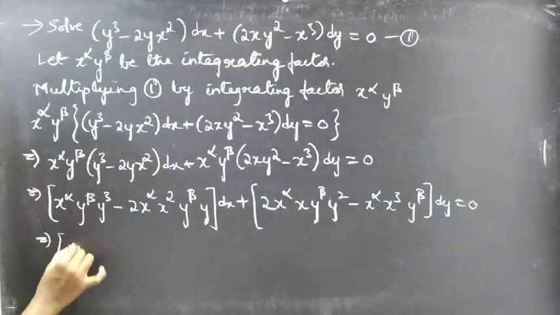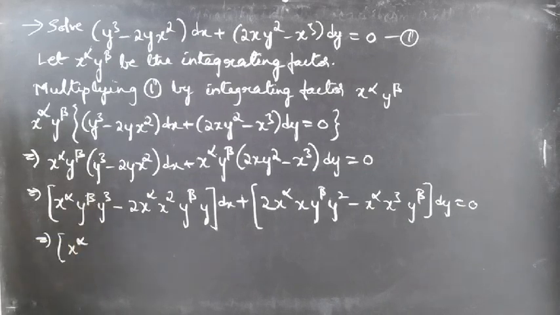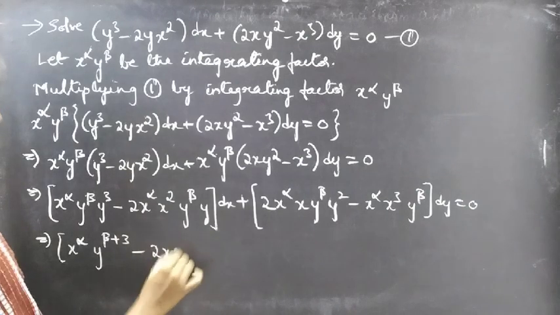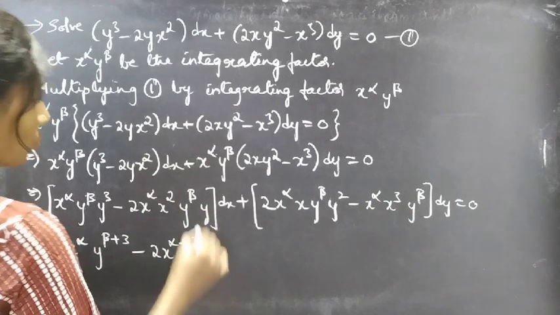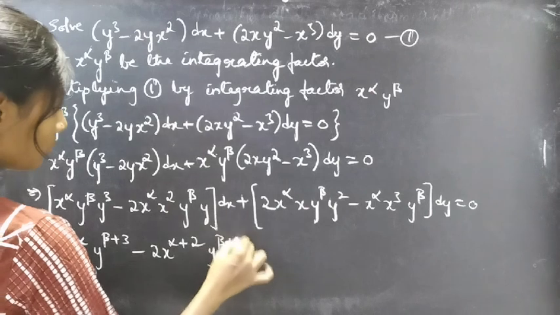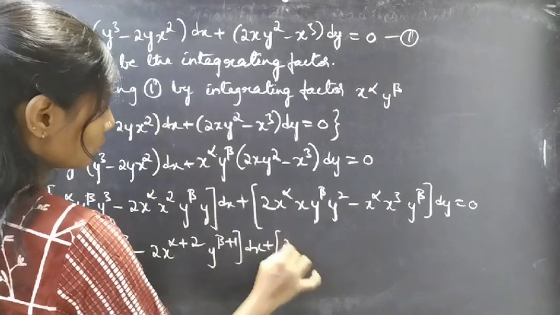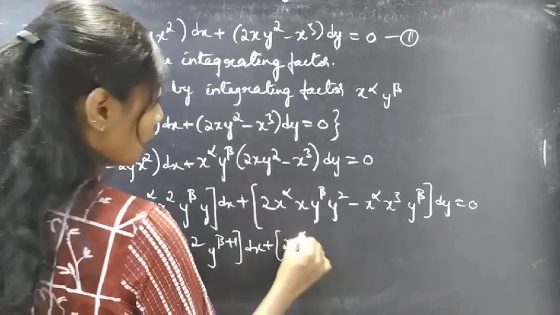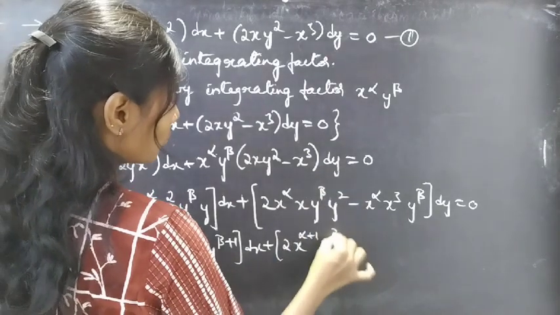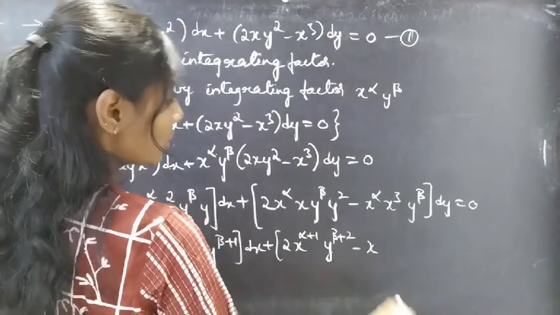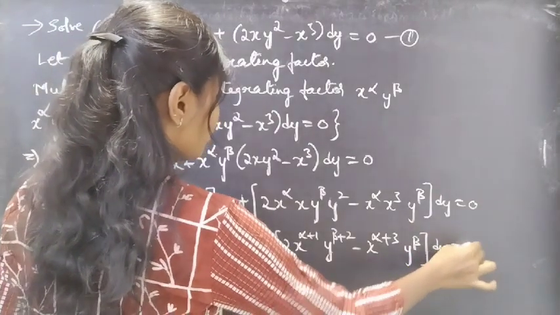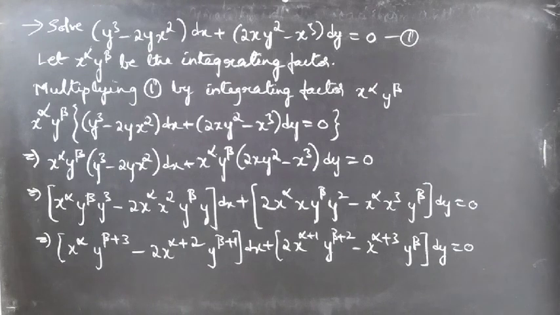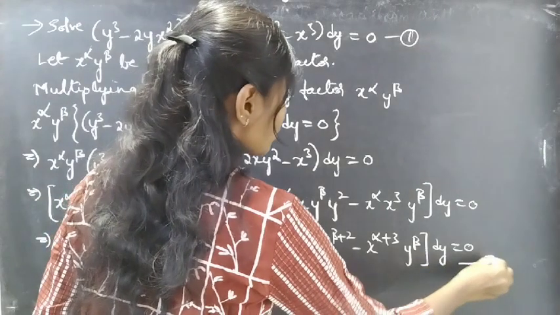This gives us x^α y^β into y³, which can be written as y^(β+3), just add the powers, minus 2 into x^α into x², which can be written as x^(α+2) by adding powers, and y^β into y is y^(β+1), into dx, plus 2 into x^α into x is x^(α+1), y^β into y² is y^(β+2), minus x^α into x³ is x^(α+3), into y^β into dy equal to 0, right? Now consider this equation as equation number 3.